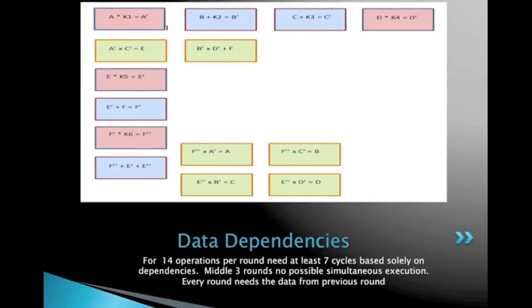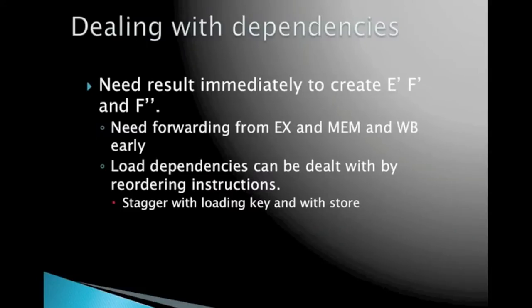We have 14 operations in a round, and we need at least 7 cycles to actually handle those dependencies. And the middle 3 are really problematic. We need the result immediately to create our E prime, F prime, and F double prime. So we're going to need forwarding. We can forward from our EX and MEM stage, and we can have write back and ID be on half cycle so that we can get our results back from write back to be used in ID. Our load dependency can be removed by staggering with our write back to memory.